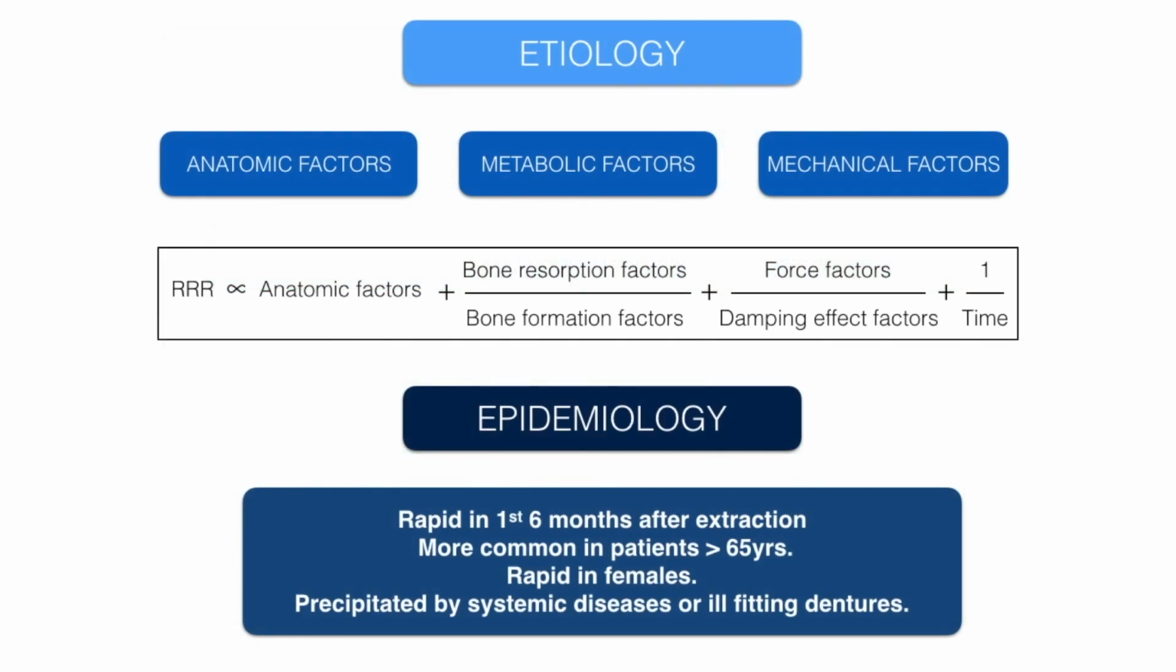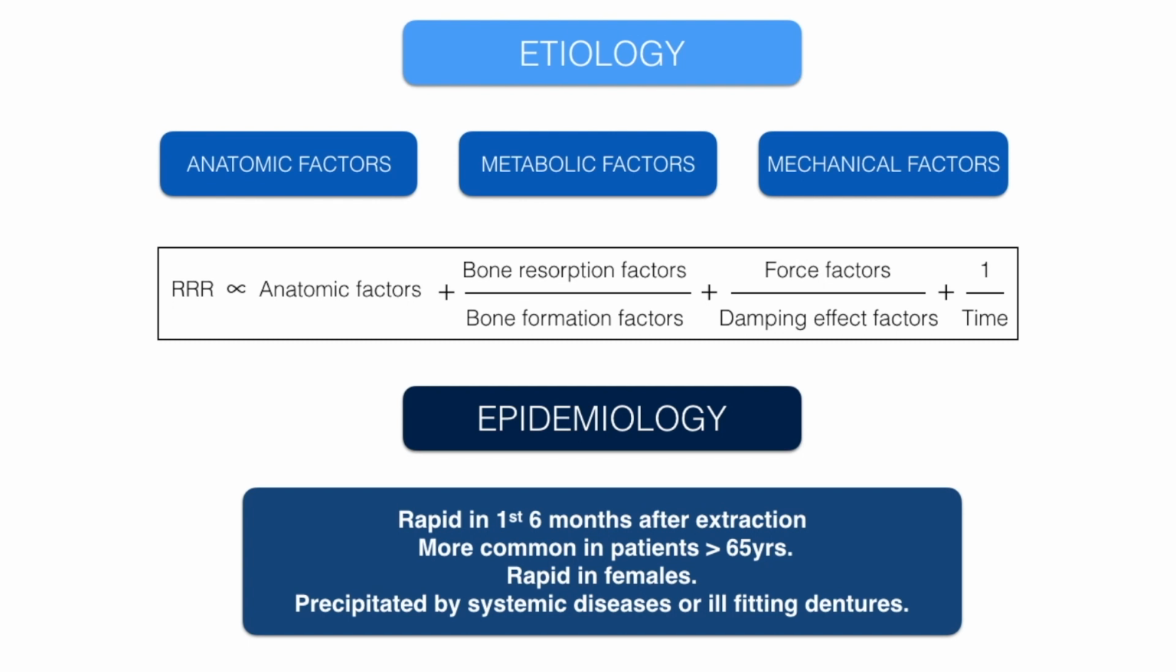Etiology of RRR. RRR is a multifactorial biomechanical disease caused by a combination of anatomical factors, metabolic factors, and mechanical factors. It is postulated that RRR varies with the quantity and quality of the bone of the residual ridge. That is, the more bone there is, the more resorption there will be. RRR varies directly with certain systemic or localized bone resorptive factors and inversely with certain bone formation factors.